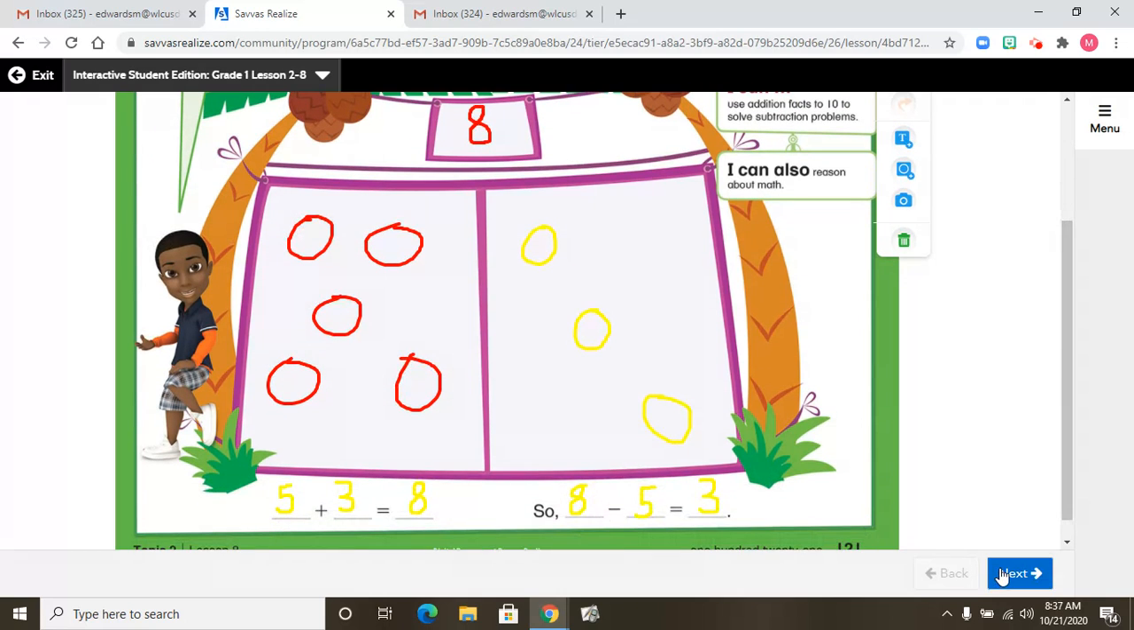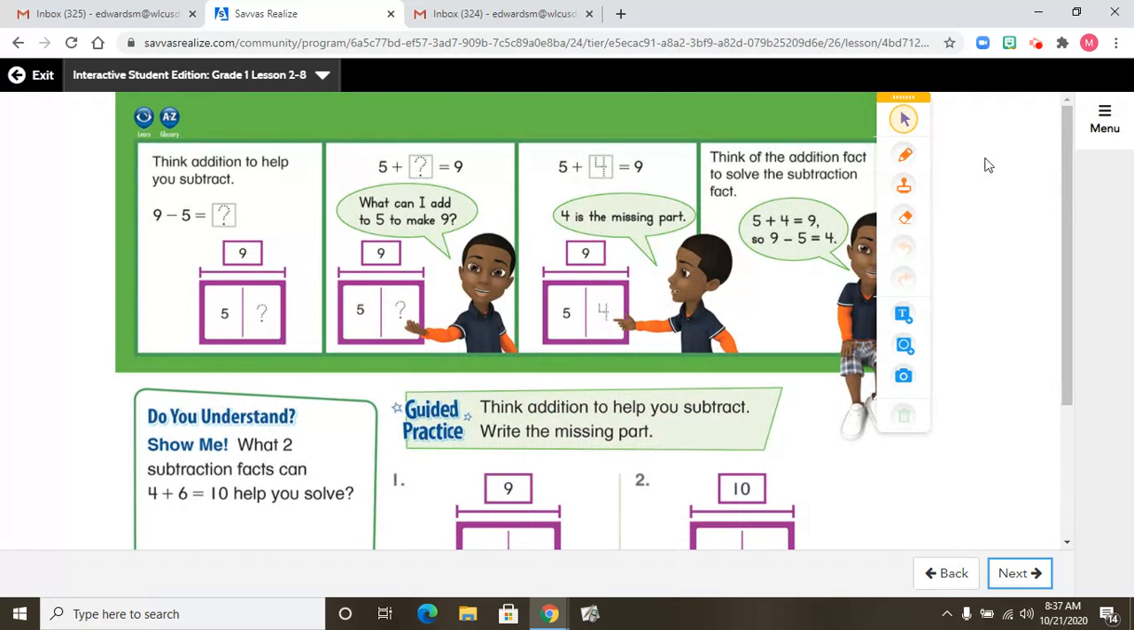Okay, if you are done with that page, turn to the next page, page 122. If you look at the top, there's the guy from the video, just talking about how to solve the missing part in our part-whole charts. So he found out that the whole was 9, one part was 5, and then the missing part ended up being 4, because 5 plus 4 equals 9. So 9 minus 5 equals 4.